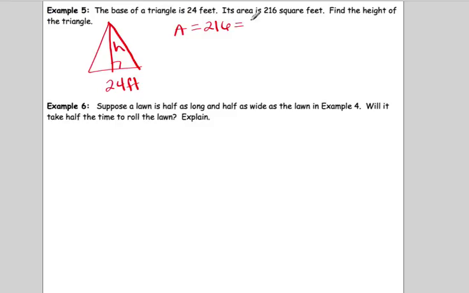And I know that the area is the base times the height divided by 2, or 1/2 base times height, however you want to write it. So I know that the base 24 times the height h divided by 2 will give me the area of 216. So you can either multiply both sides by 2, or you can do 24 divided by 2. I'm doing 24 divided by 2 here. And then divide both sides by 12. You'll end up with a height of 18 feet.